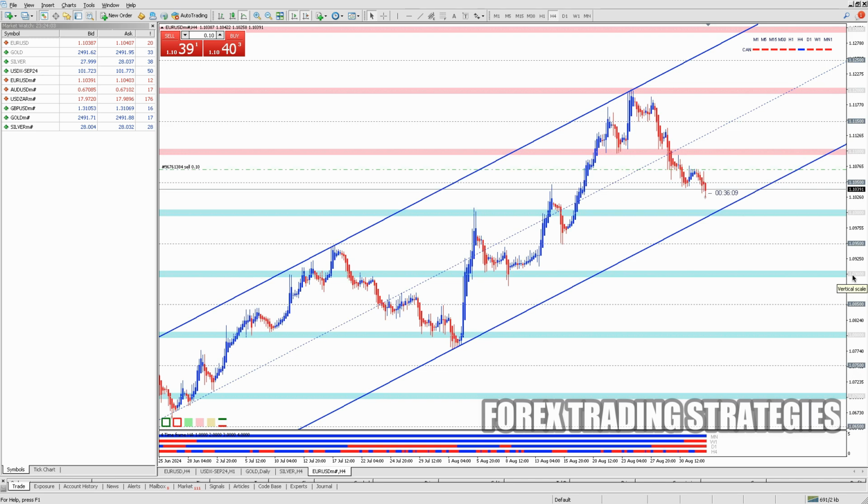Market volatility can also impact your lot size decision. During periods of high volatility, it's generally advisable to reduce your lot size to mitigate potential losses.